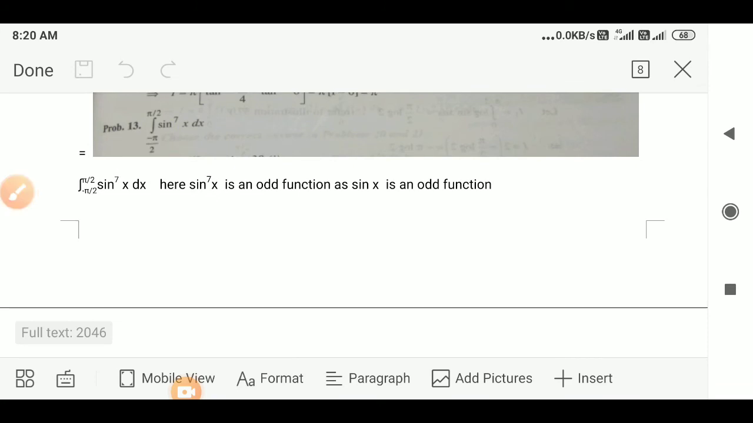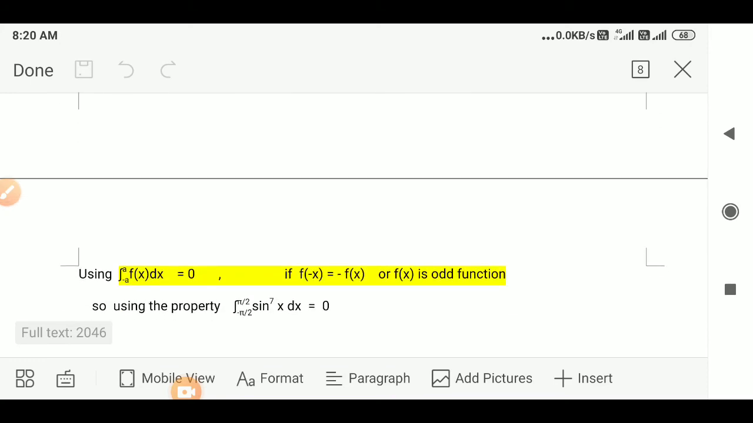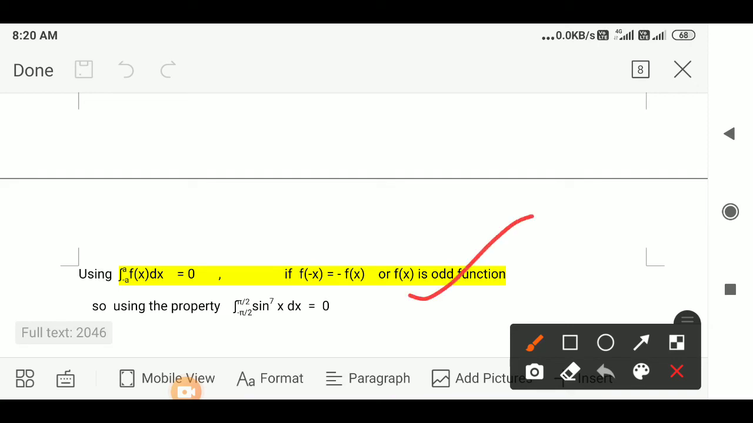Now here is the question, integration from minus pi by 2 to pi by 2 of sin power 7x dx. Here we see that sin x is an odd function. As sin x is an odd function, then sin power 7x is again odd. So in the case of odd functions, we have a property: the integral from minus a to a of f(x) dx will be 0, in that case when the function is odd.